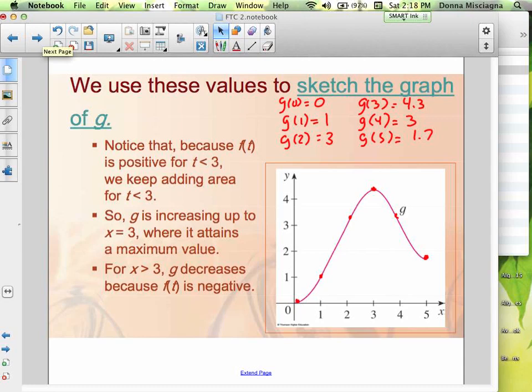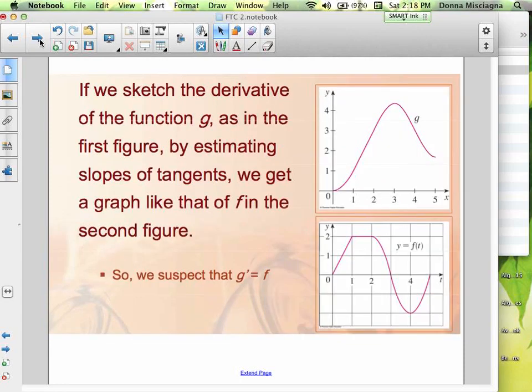So now we could take the derivative, use the area under the curve to get the original function. And we can do that courtesy of the fundamental theorem of calculus. And now we're back to our original function. So if we sketch the derivative of the function g as in the figure by estimating slopes of tangents, we get a graph like f.